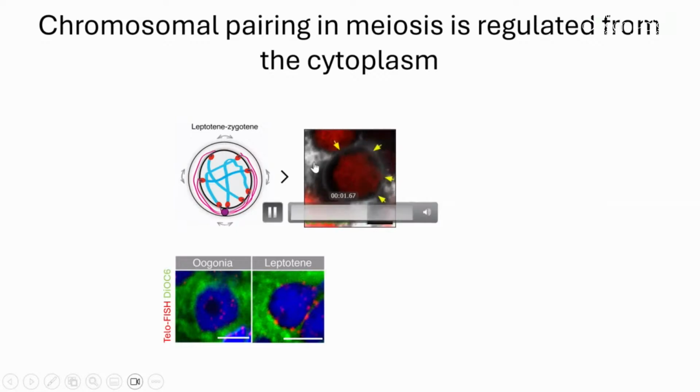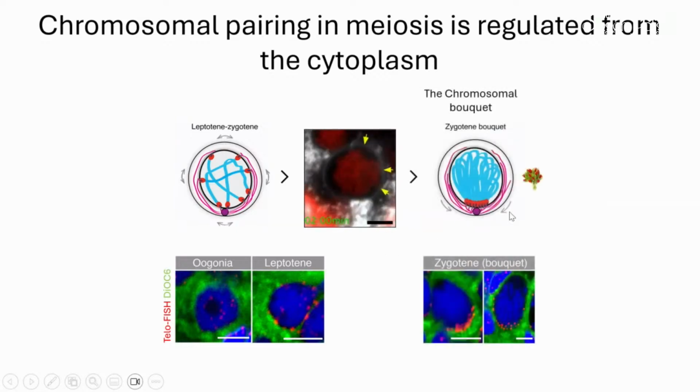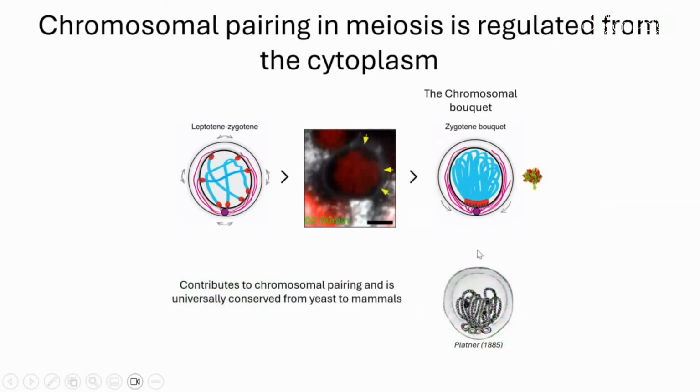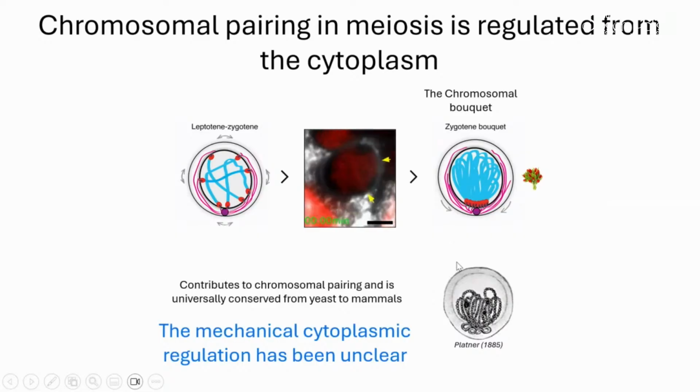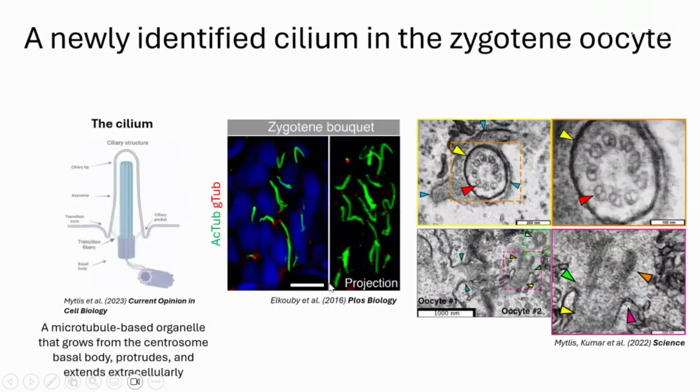The telomeres rotate, the chromosomes shuffle until at some point the telomeres cluster to one pole of the nuclear envelope, opposing the centrosome, looping the homologous chromosomes and creating a configuration termed the zygotene bouquet, because it resembles a bouquet of flowers. The bouquet is conserved from yeast to mammals and has been known for hundreds of years, but the mechanical regulation of it has yet to be determined and is unclear.